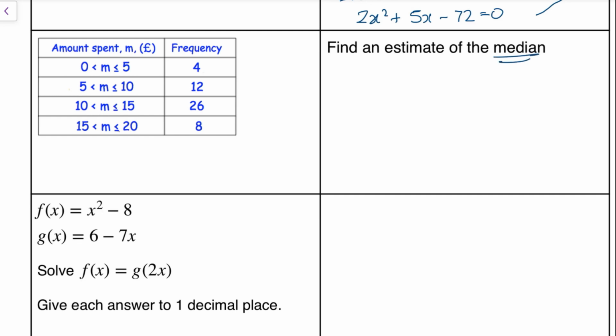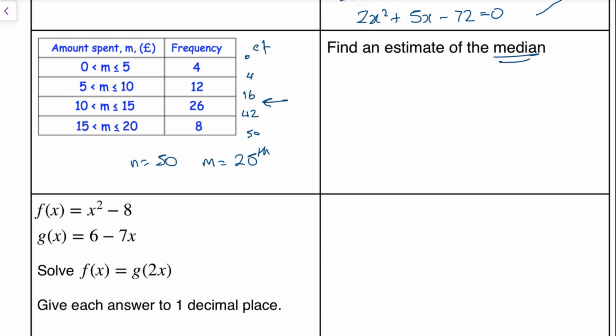Right, okay. Now I need a cumulative frequency. So if I add these up, here is between 0 and 4. Then I'm going to add 12, so that's going to give me 16. Then I'm going to add 26, which is going to give me 42. Then I'm going to add 8, which is going to give me 50. So in other words, my n is equal to 50, which means my median is going to be the 25th thing. Well, 25 lies in between 16 and 42.